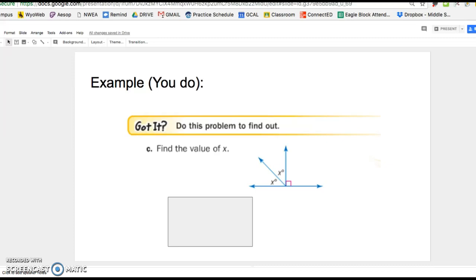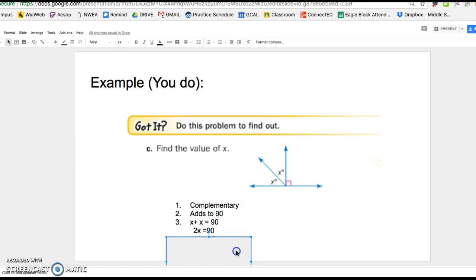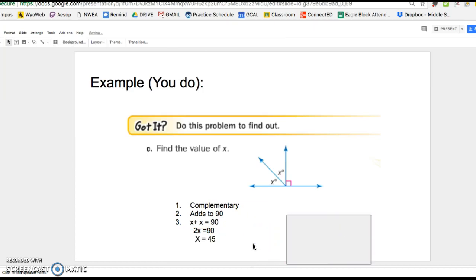Okay. So you guys go ahead and we're going to work through this one a little bit together because I want you guys to kind of see this. Okay, so if you notice, these would be considered complementary angles. So my question 1 would be complementary. So question 2 would then be it adds to 90. What's different about this equation is there was no constant, so it's all variables. So I have to add these together and combine like terms. So I have x plus x equals 90. And then you can combine those and get 2x equals 90 to make it a little bit easier. And then after you solve for that, you get x equals 45.